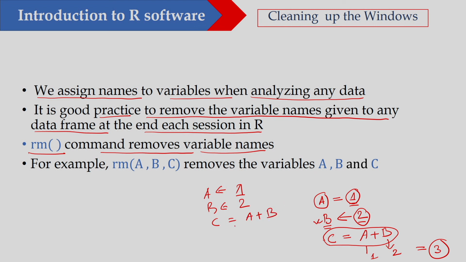So, I will get the value C equal to 3. Now, I would like to remove the variable A. So, what will I do? I will write rm A. So, it will remove the variable A. Similarly, if I write rm A comma B comma C, it will remove all these 3 variables.